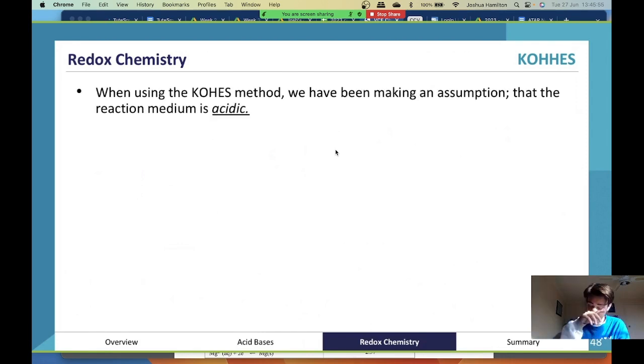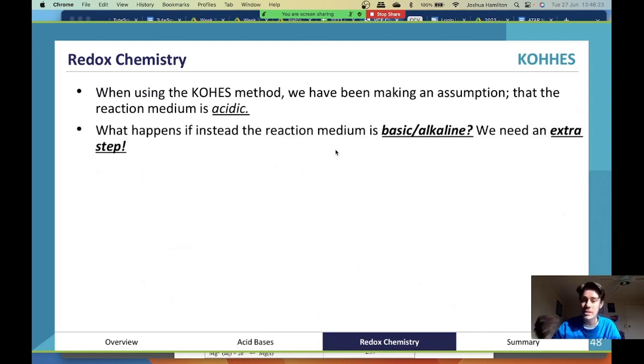So in the Coase method, we have been making an assumption that the reaction medium is acidic. You are going to make this assumption no matter what if you are not told in a question if it's acidic or basic. If you're not told that your solution or your medium is acidic or basic, you assume it's acidic. You assume H pluses. Really, really important. You assume acidity.